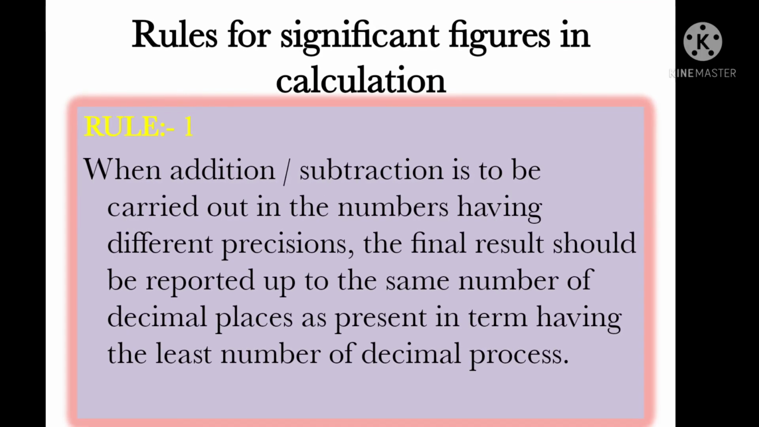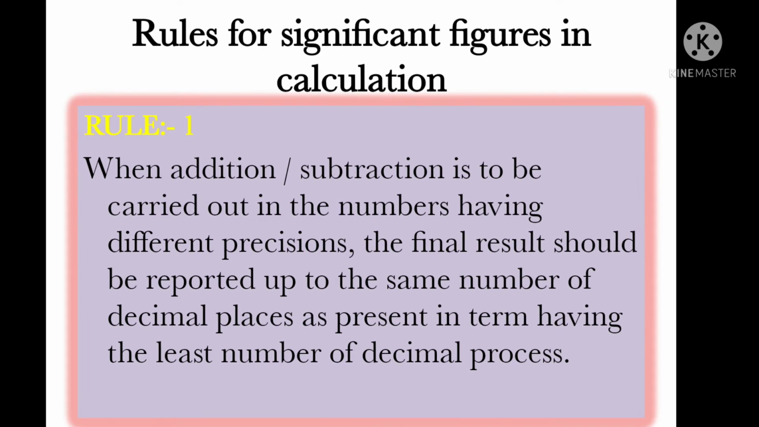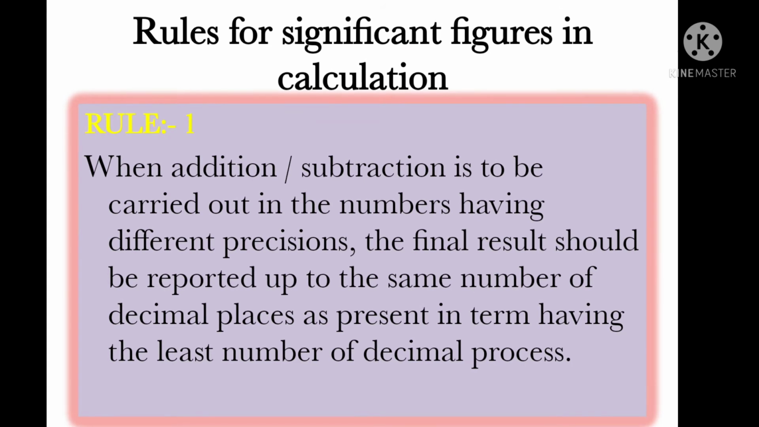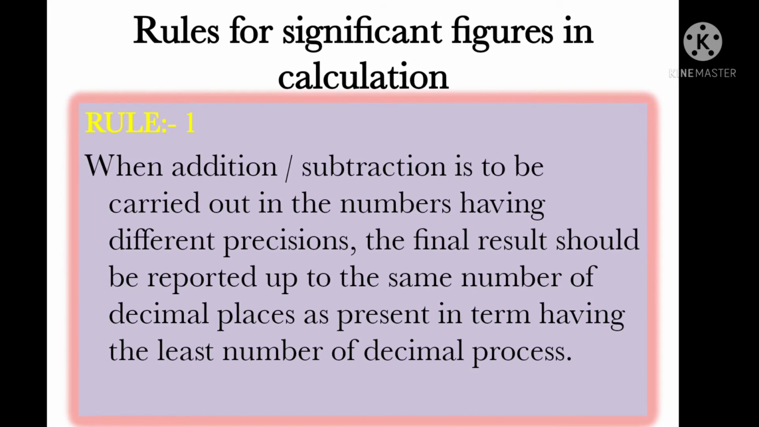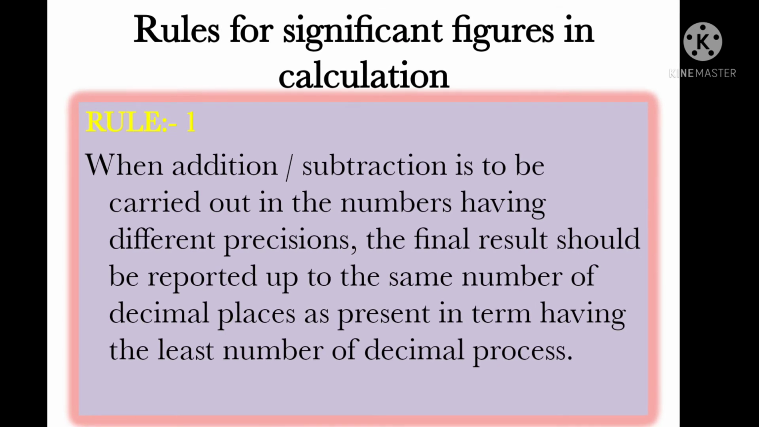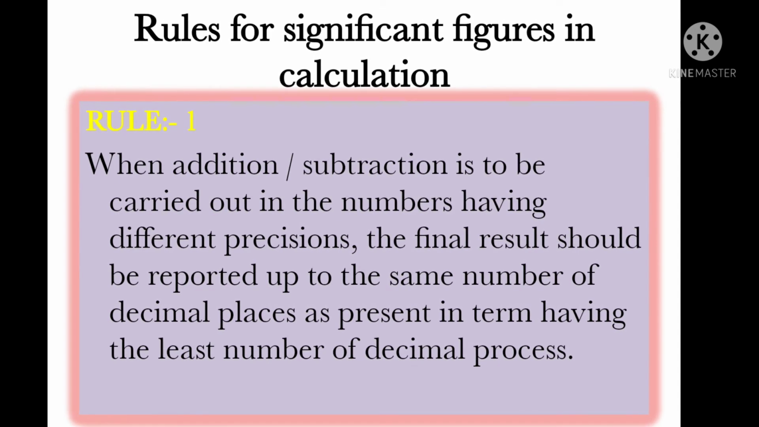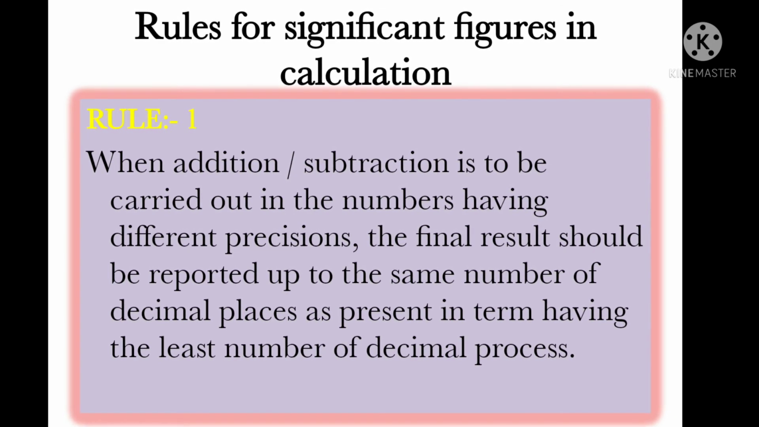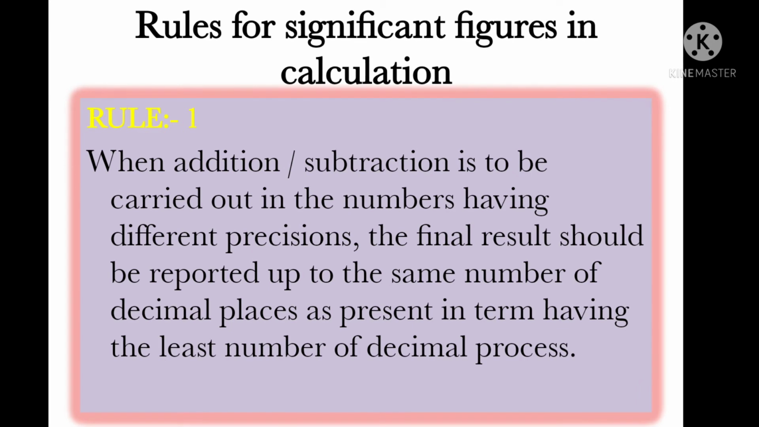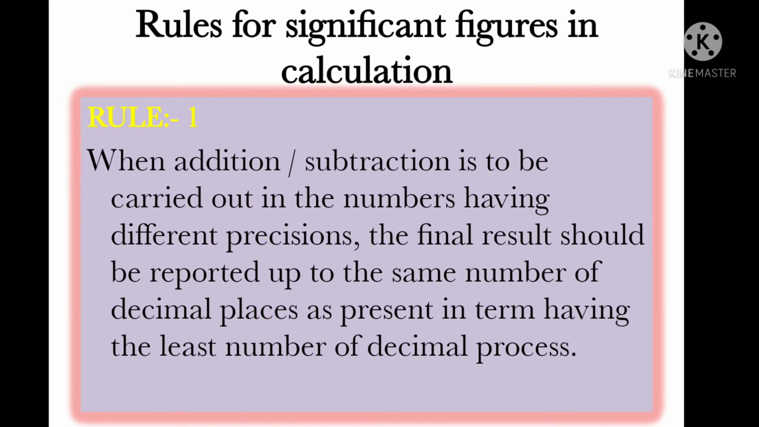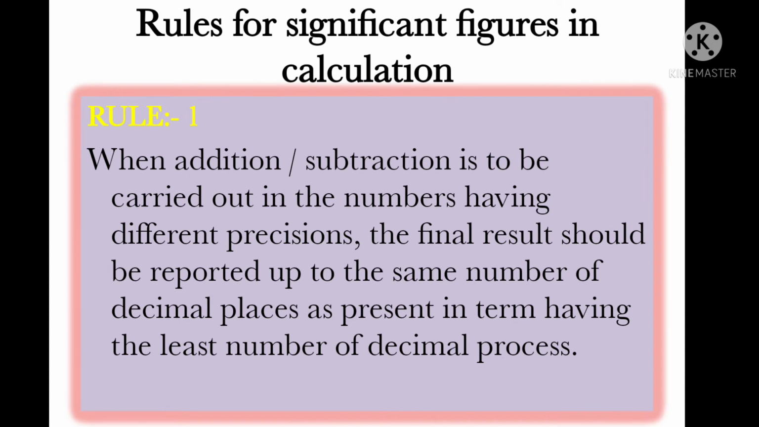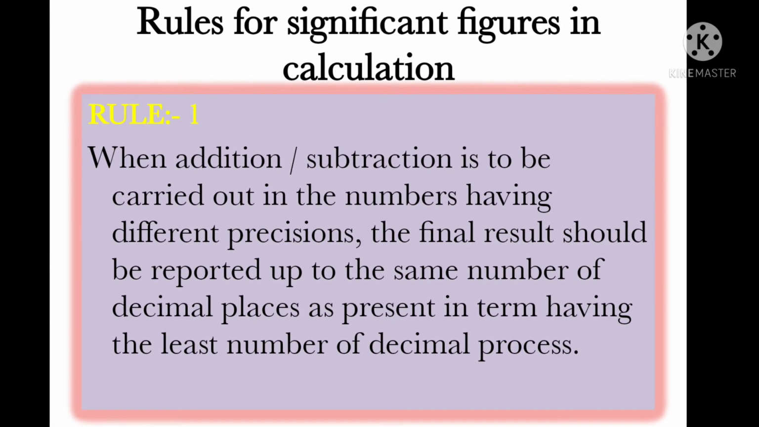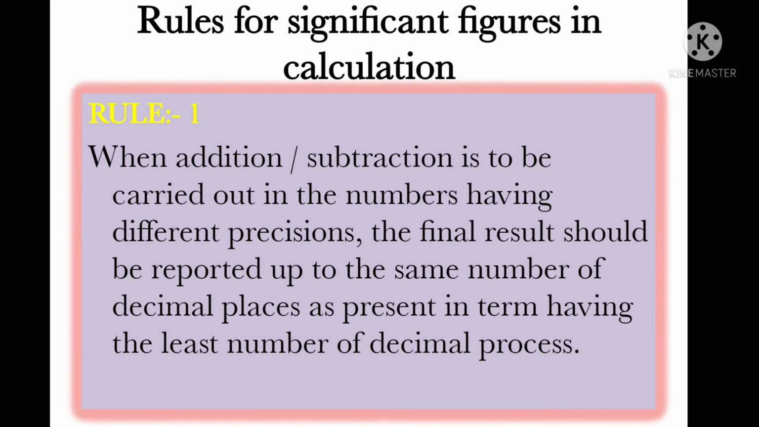Next is rules for determining the number of significant figures while calculating. Rule 1 is, when addition or subtraction is to be carried out in numbers having different precisions, the final result should be reported up to the same number of decimal places as present in the term having the least number of decimal places. मतलब हम जब एडिशन या सब्सट्रैक्शन करते हैं डिफरेंट डेसिमल नंबर्स को लेके, जो डेसिमल नंबर सबसे कम डिजिट का होगा उसके हिसाब से आंसर को रिप्रेजेंट किया जाएगा.